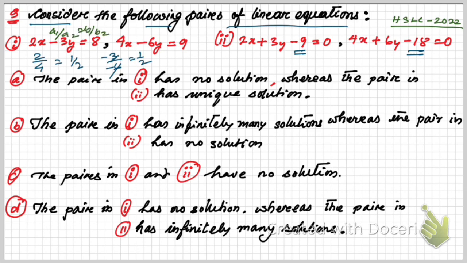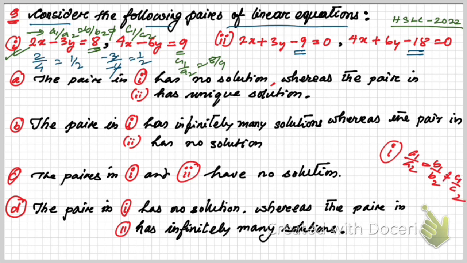Now let me check C1 by C2. Here 8 and here 9, so C1 by C2 is equal to 8 by 9, which is not equal. So here we have got A1 by A2 equal to B1 by B2 is not equal to C1 by C2. That's why this first pair has no solution. So in pair 1 we have got A1 by A2 is equal to B1 by B2 is not equal to C1 by C2. That's why the first pair of equations has no solution, right?